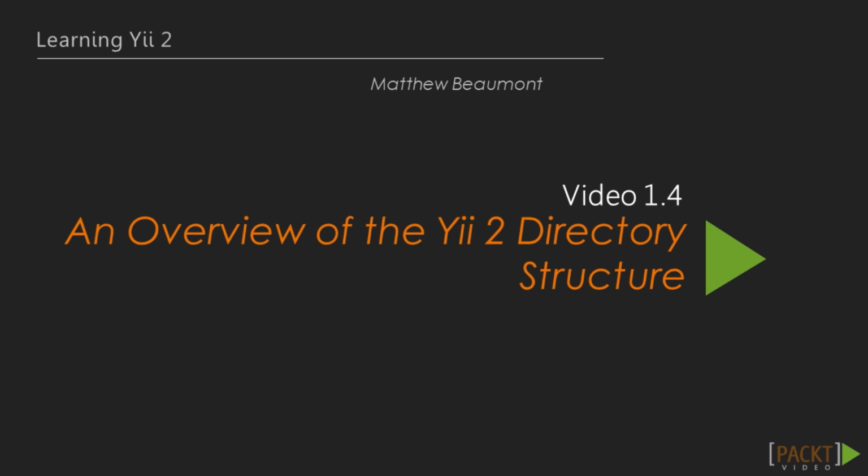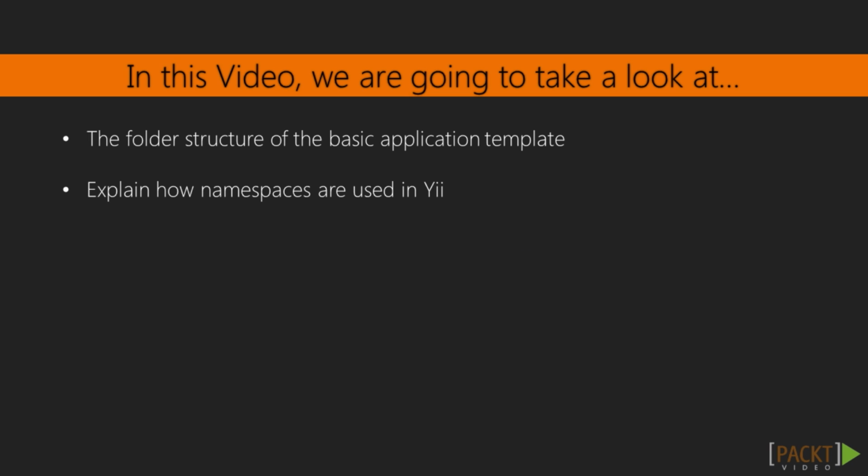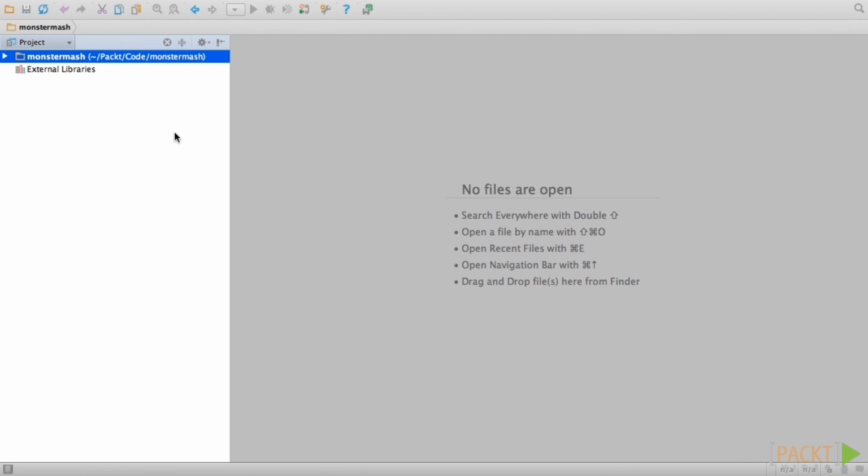Welcome to video 1.4, Overview of the Yii 2 directory structure. In the previous video, we learned how to install the Yii 2 basic application template. In this video, we're going to take a closer look at the files and directories that make up the basic application template. First, we will walk through each directory and give an explanation of what files they contain. Then, we will explore how Yii uses namespaces to allow its autoloader to quickly find the files that our classes will depend upon. The first thing we'll do is go ahead and open the monstermash directory in our IDE.